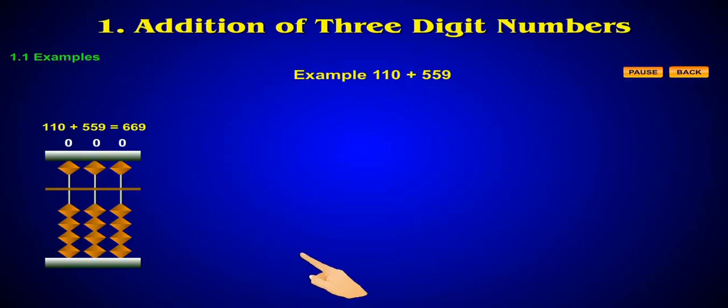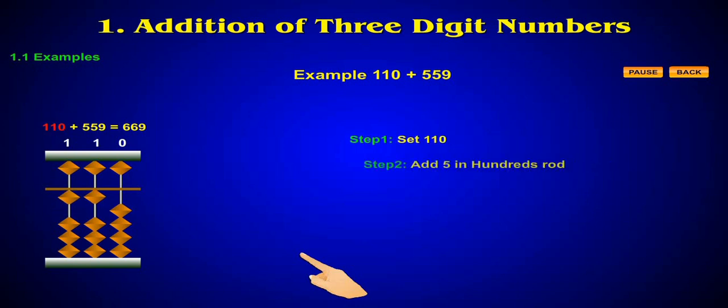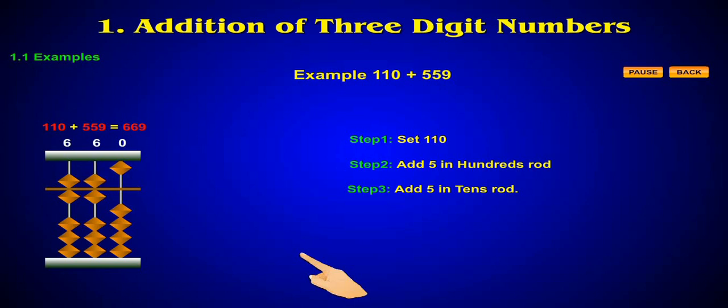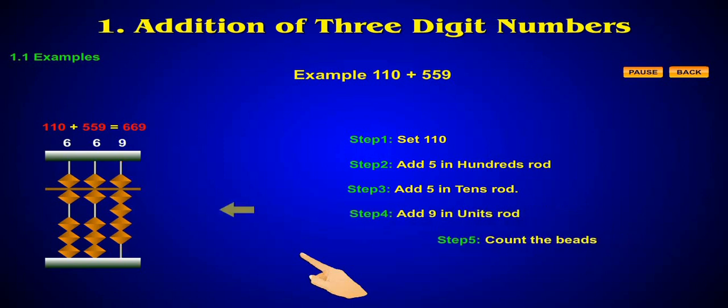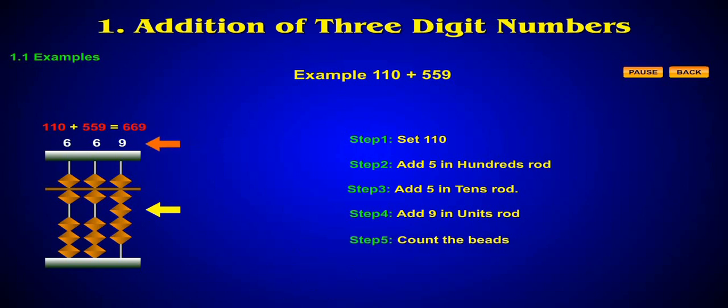Example: 110 plus 559. Step 1. Set 110. Step 2. Add 5 in hundreds rod. Step 3. Add 5 in tens rod. Step 4. Add 9 in units rod. Step 5. Count the beads.